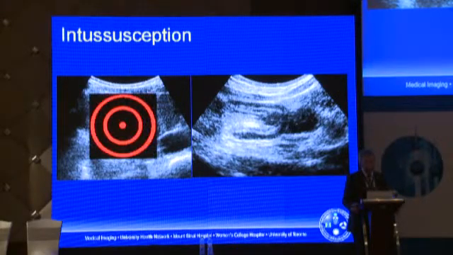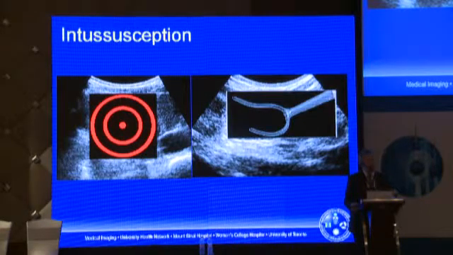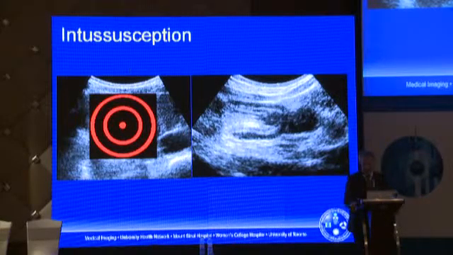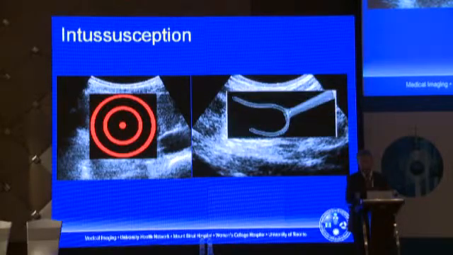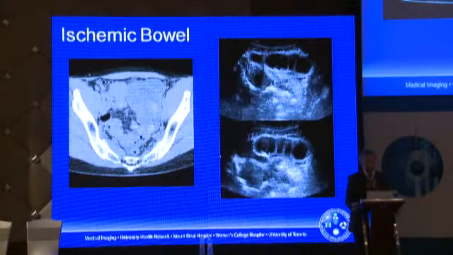And I call this sign a target sign. I think Dr. Mann called it a donut sign. I think either works well. And because I grew up on a small farm in rural Ireland, I particularly like this sign, the pitchfork or hayfork sign. So you can see there the muscularis propria mimics this hayfork or pitchfork.